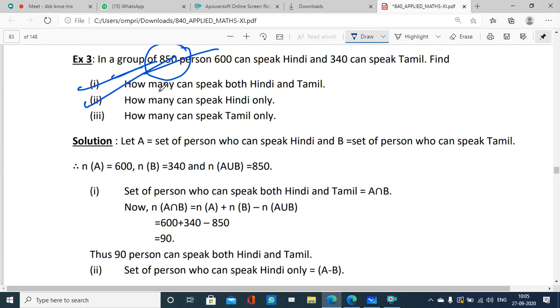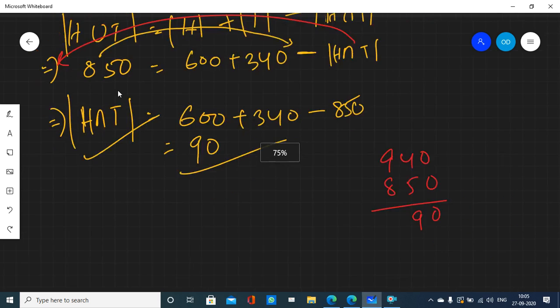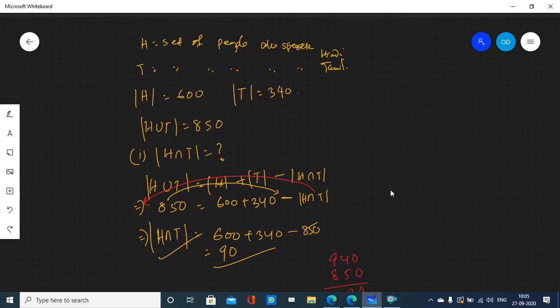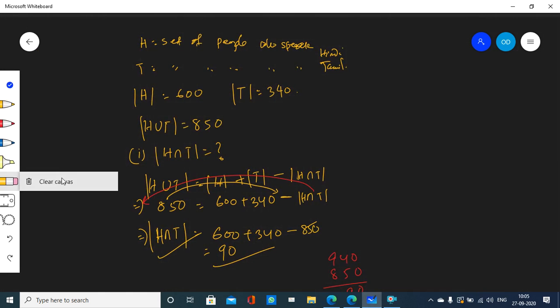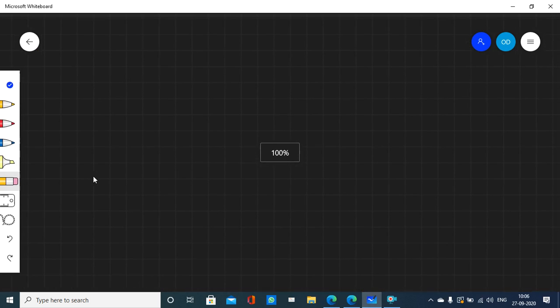Next question. How many can speak Hindi only? First take the screenshot and we'll do the second bit. This question carries 6 marks. This is a long question. Take the screenshot. Done. Okay. Now the second bit.